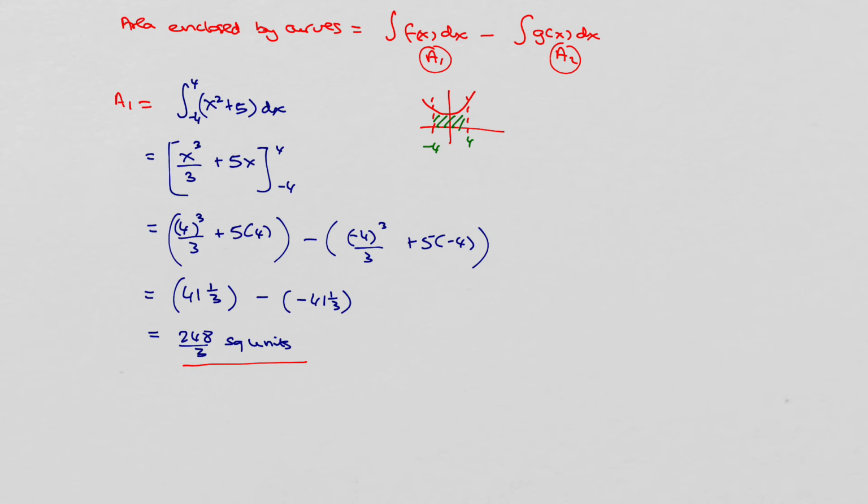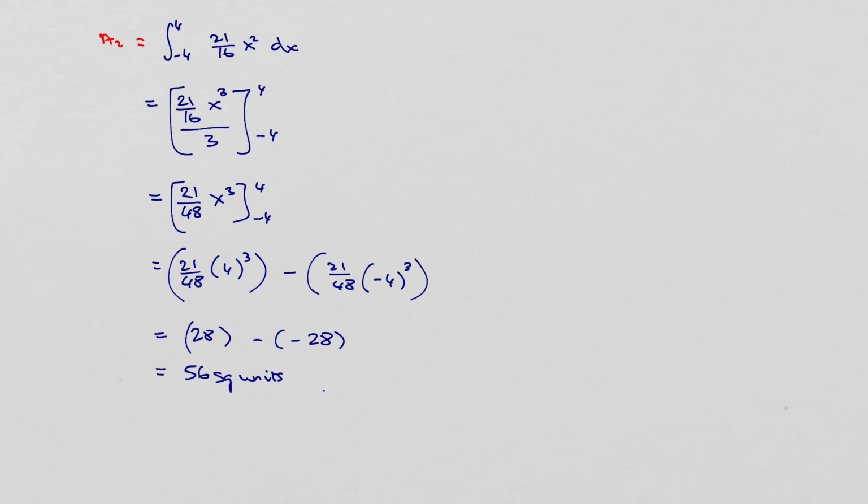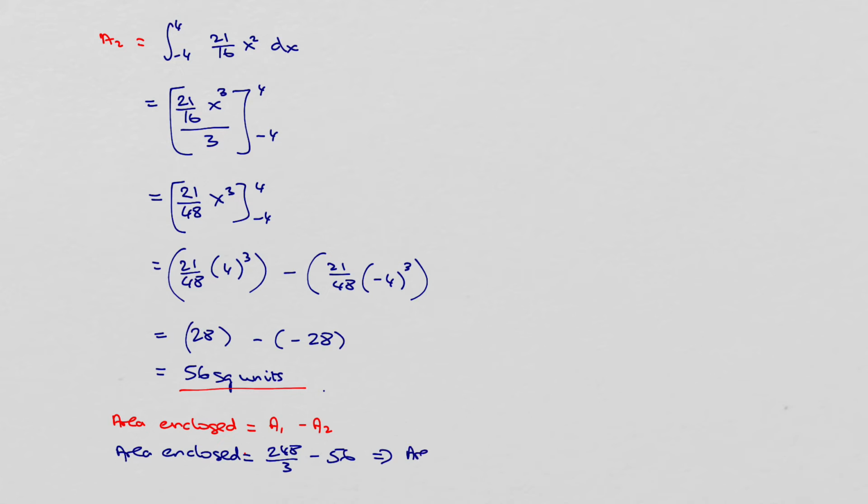Okay, so we now have area 1 and area 2. So to get the area shaded or area enclosed, it's going to be area 1 minus area 2, so that is 248 over 3 minus 56, and therefore the area is 80 over 3 square units.